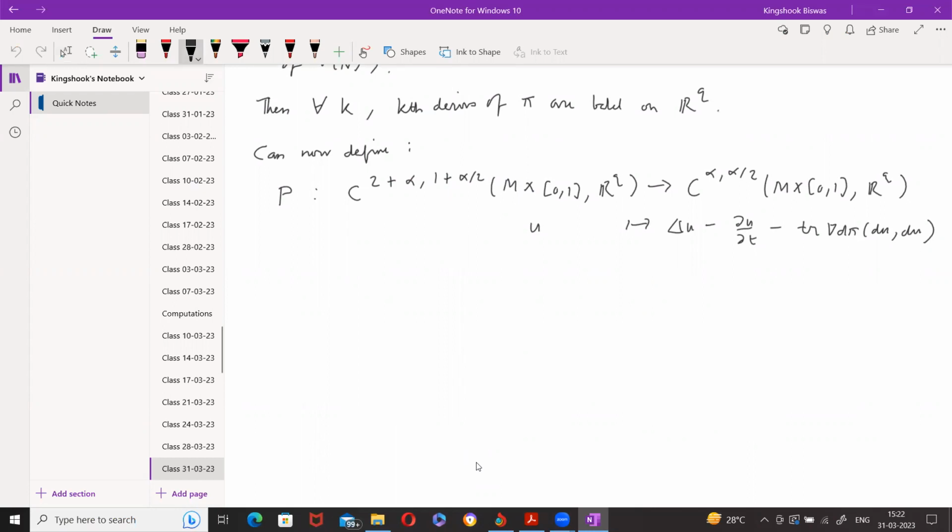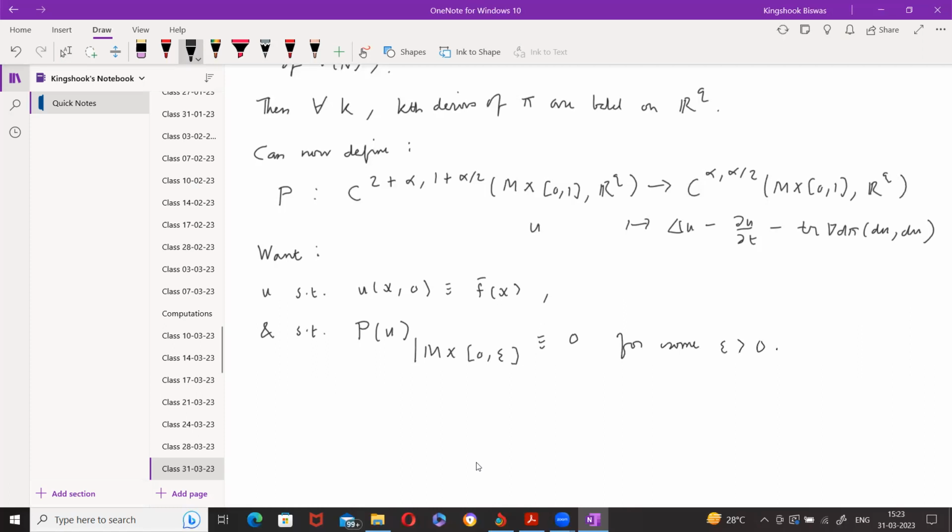So what we want is U such that U of x0 is identically equal to f bar of x, and such that if I look at P of U, which is defined on M cross 0, 1, restricted to M cross 0 epsilon, for some epsilon, this should be identically 0, right? This is what I want, then I'll be done.